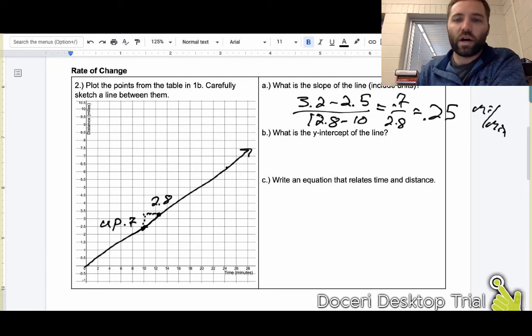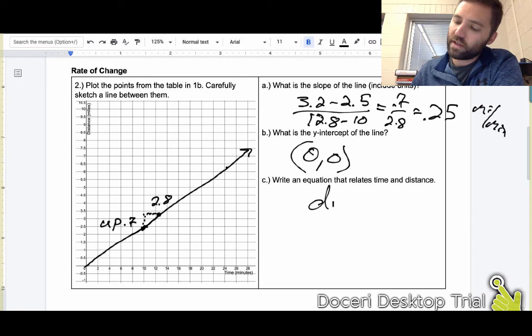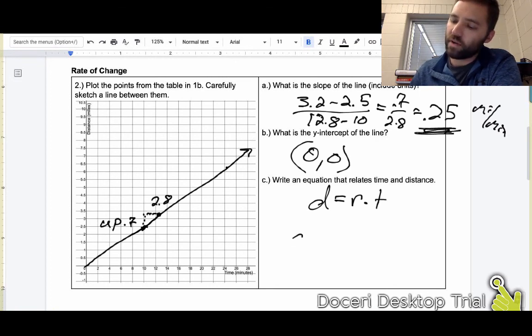All right, then what is the y-intercept of the line? The y-intercept is 0, 0. So 0, 0 is where the intercept is. Write an equation that relates the time and the distance. So we have a formula for distance and time. It's this: distance equals rate times time. We have the rate right here. The rate of change is 0.25. So we have distance equals 0.25 t.